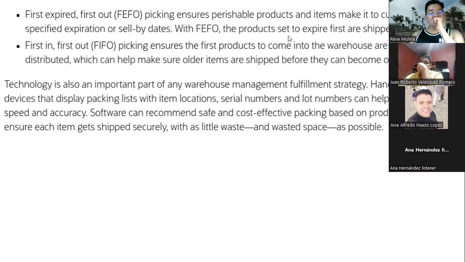And some lot numbers. Do you know what lot numbers are? Números de lot. So that would be it. Lot numbers. So this is not a lot, right? It's only a lot. And then it says software can recommend safe and cost-effective packing based on product dimensions to ensure each item gets shipped securely with as little waste and wasted space as possible. Nice, very good. Do you have any questions on this slide? Good. Not for me, teacher.